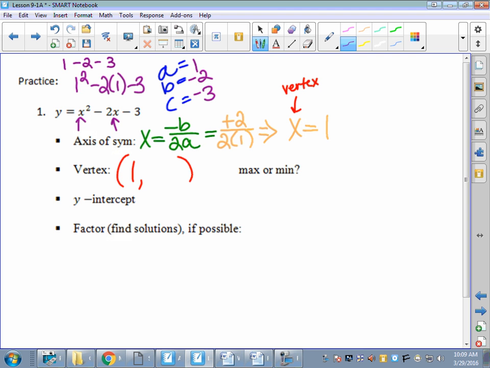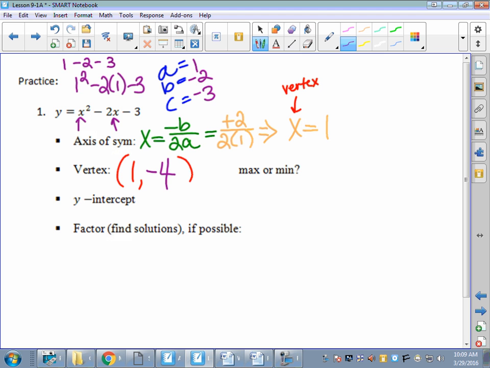What's 1? And some of you are going to go to your calculators and just type the whole thing in. But I want you to see what's happening, and I want to make sure we talk about a negative when we square it. I think we've talked about this 100 times. So 1 minus 2 minus 3, would you agree that's going to be a negative 4 for our vertex? So 1, negative 4 will be the actual ordered pair where we will find that vertex.